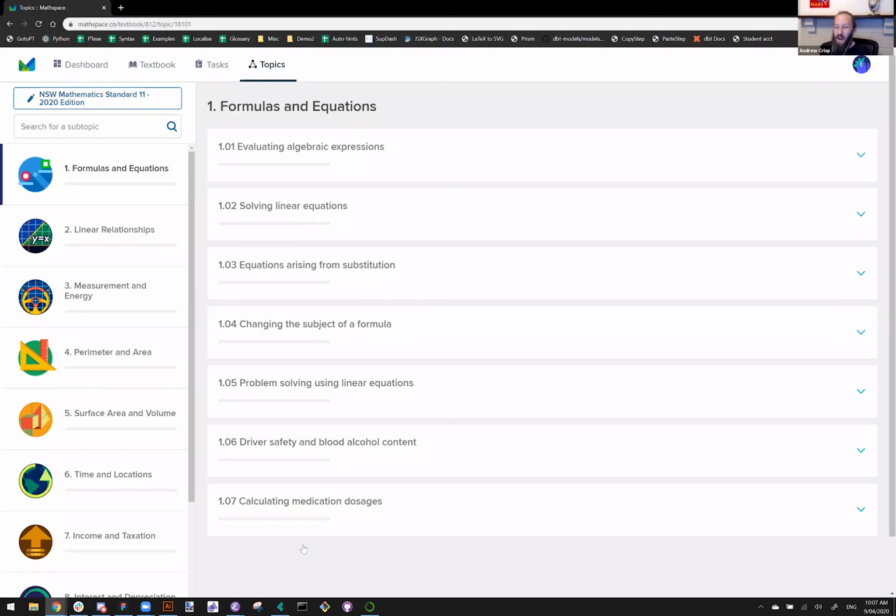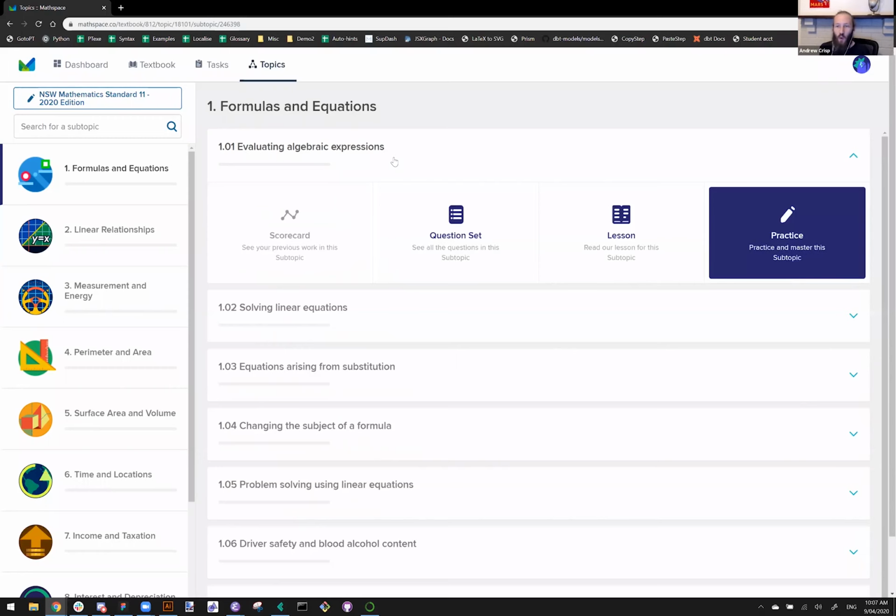If you open up any of these, you'll see there's a scorecard. If you've ever done any work on Mathspace, it'll appear here. There's a question set if you want to pick questions out for yourself. There's a lesson if you want to read the lesson. And then there's practice. Practice will let you earn mastery in the subtopic.